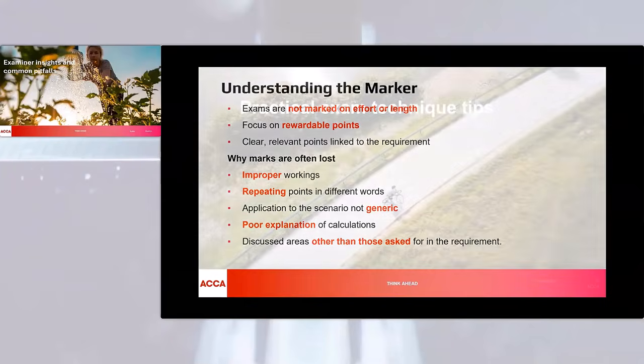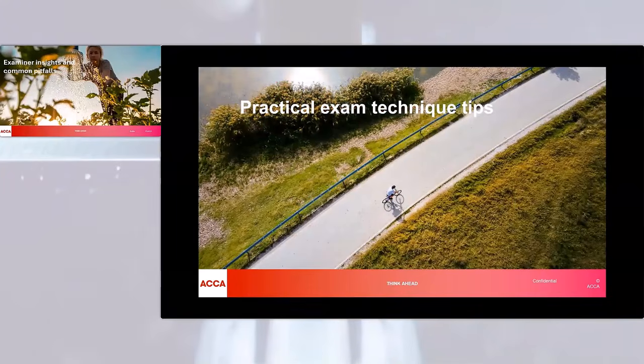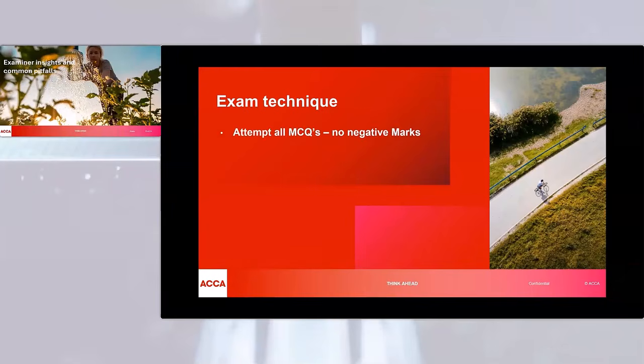Now, as far as exam techniques and tips are concerned, understand there is no negative marking. So attempt all the MCQs. Do not compromise. Do not leave anything unattempted.